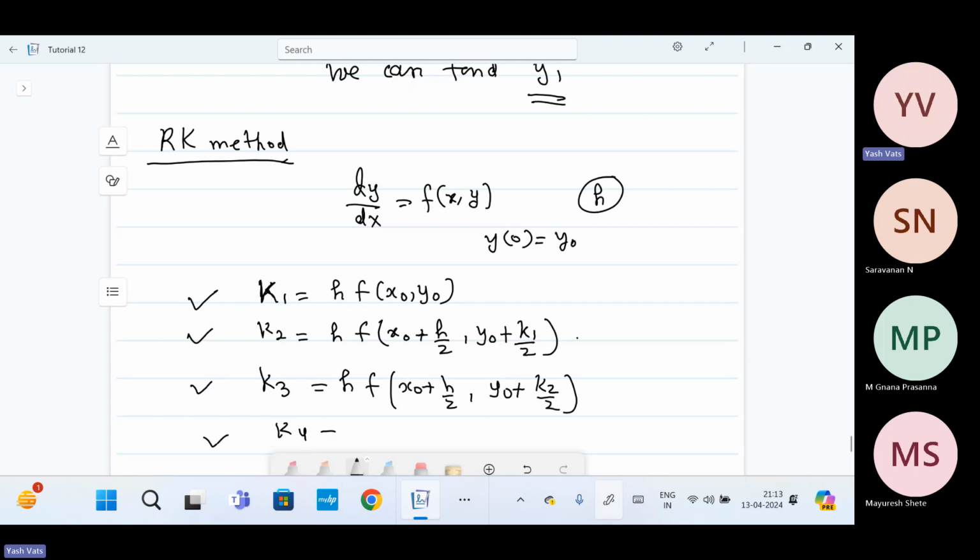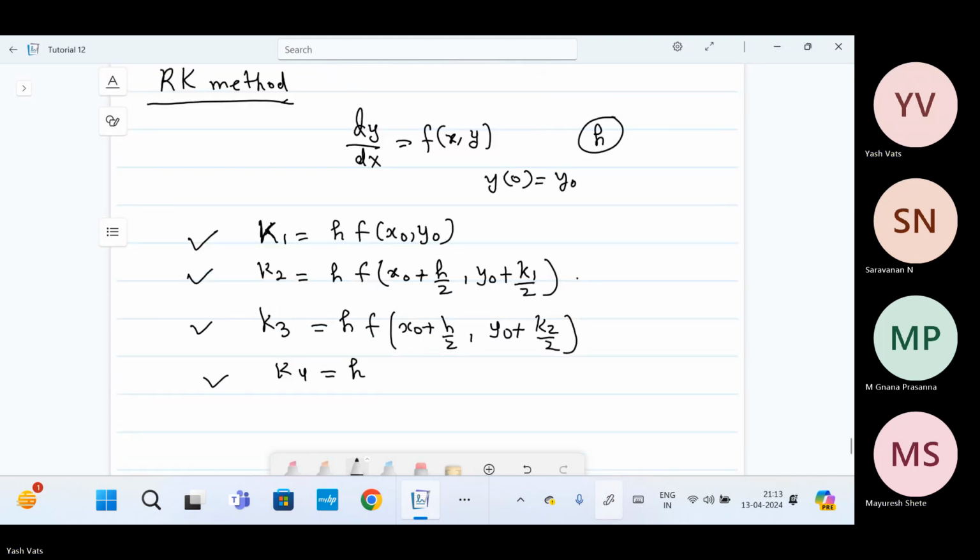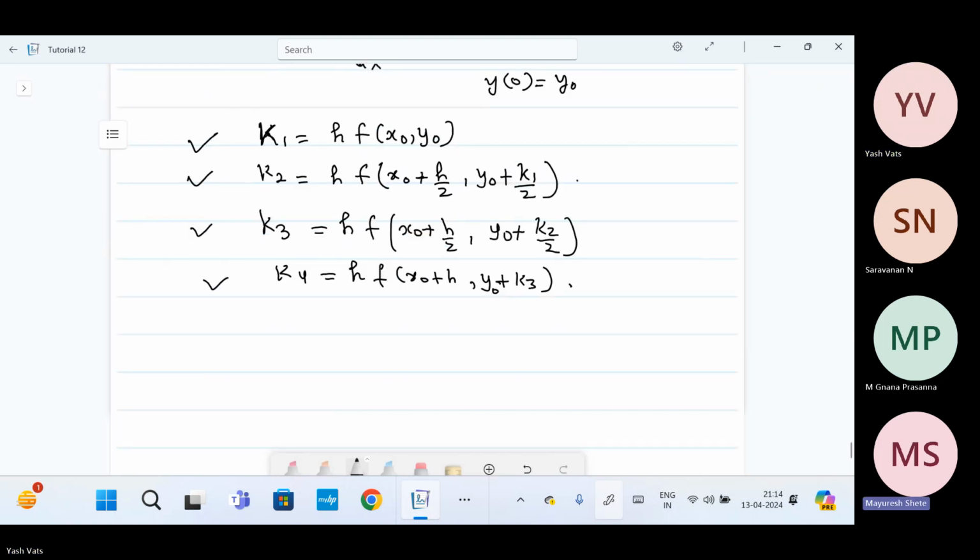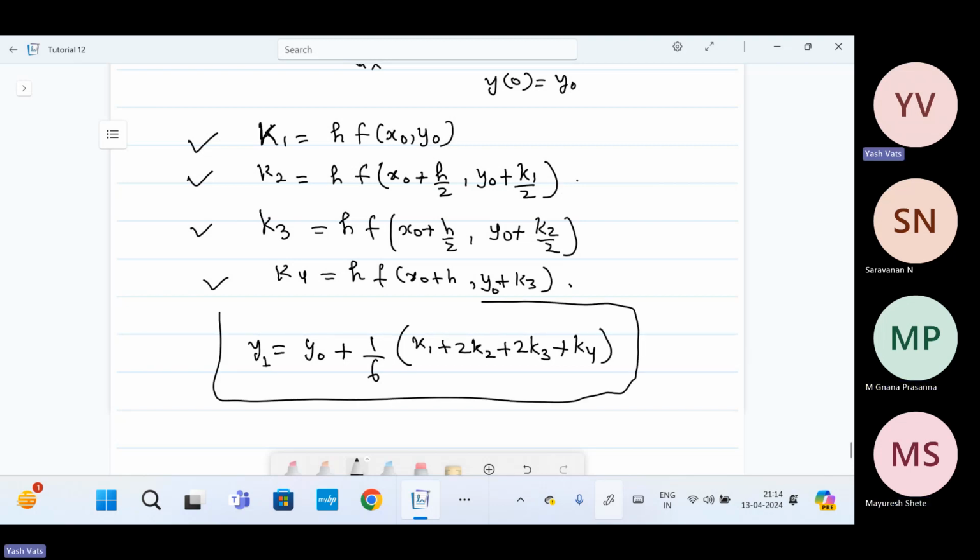And then you need to find k4 using k3: h f(x0 + h, y0 + k3). And then you need to find the sum. Then y1 is y0 plus 1 by 6 of (k1 + 2k2 + 2k3 + k4). This is your formula.